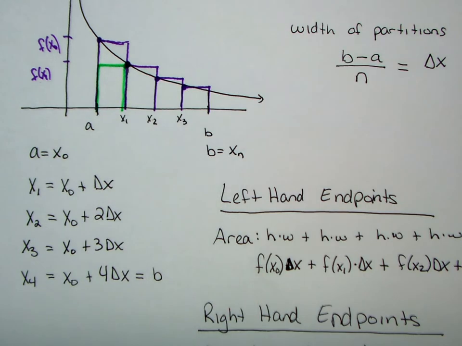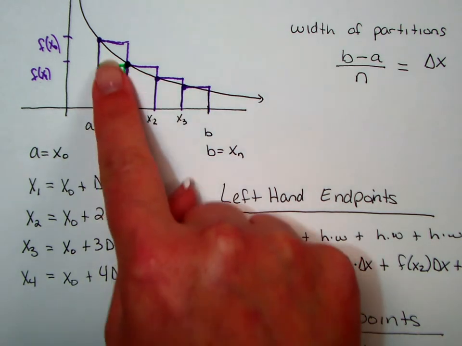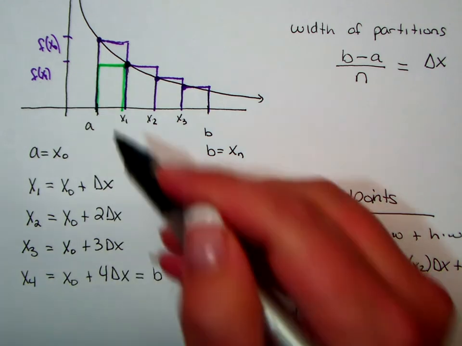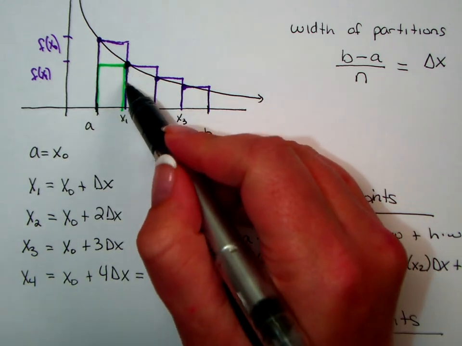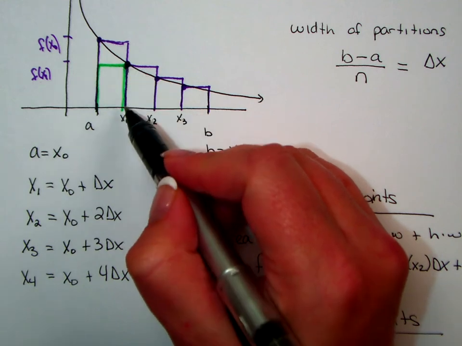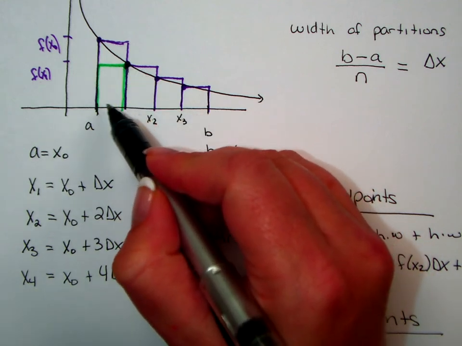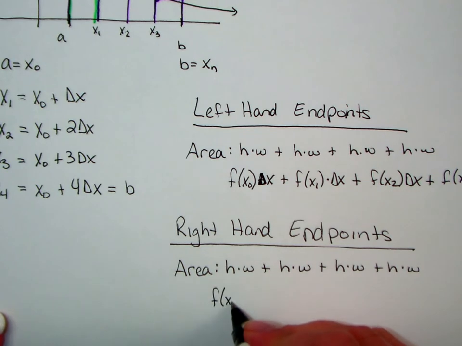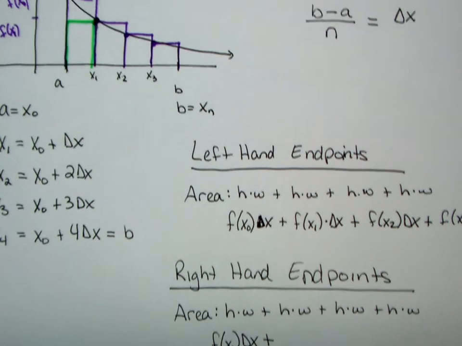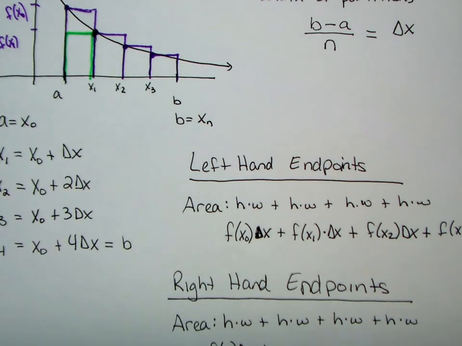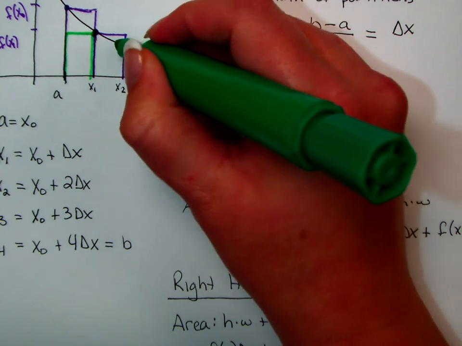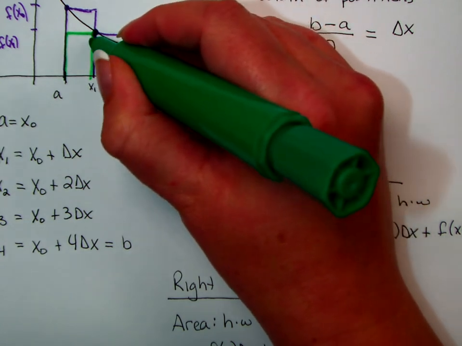right? So the first rectangle is not calculating all the area, right? It's kind of an underestimate there. But the height is going to be what the function is doing at x sub 1, and the width of the rectangle is whatever delta x happens to be. So the height is f of x sub 1 times delta x, right? The second rectangle, if I use right-hand endpoints, on the right-hand side of the second rectangle is what the height is at x sub 2, right?